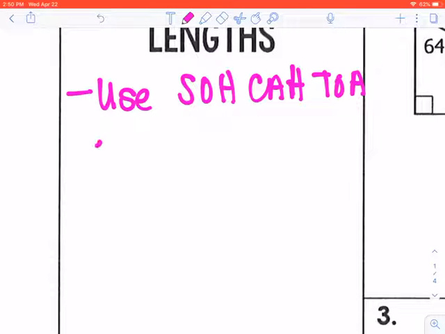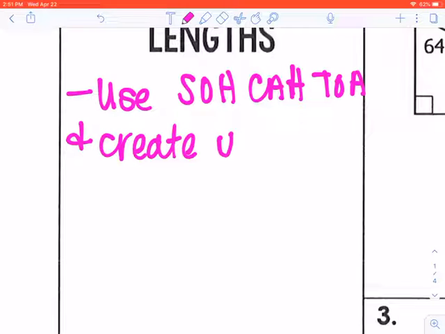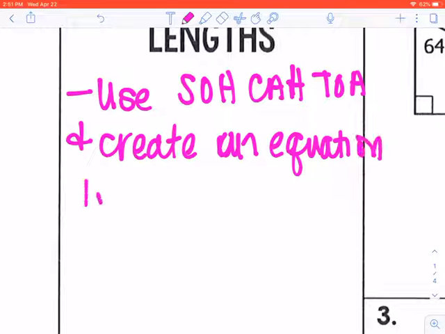And then we're going to create an equation to solve, okay? And so there will be a variable like x or something, and you're going to use sine, cos, and tan to create an equation. We're going to solve for x.